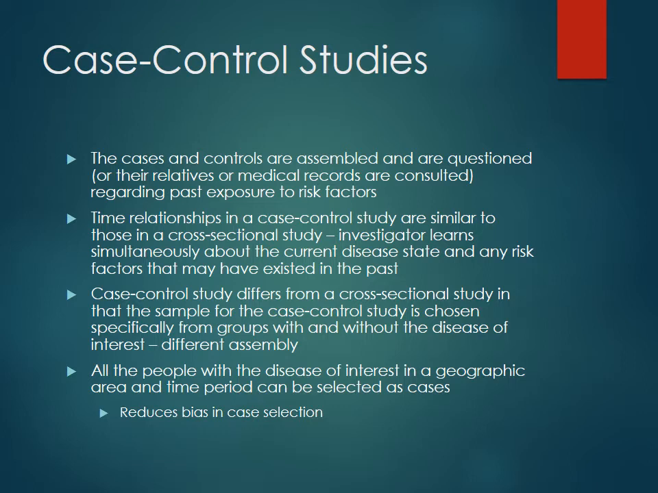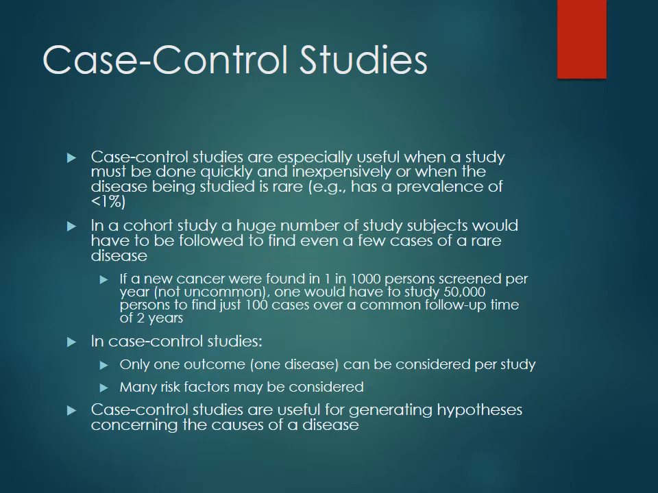So all the people with the disease of interest in a geographic area and a time period can be selected as cases, and this helps to reduce biases in the case selection. So the larger number of cases you can pull, the better off you are to reduce some of that bias. Case control studies are going to be especially useful when a study must be done quickly and inexpensively. So this is usually good for a lot of student research projects. And also useful if the disease is going to be relatively rare.